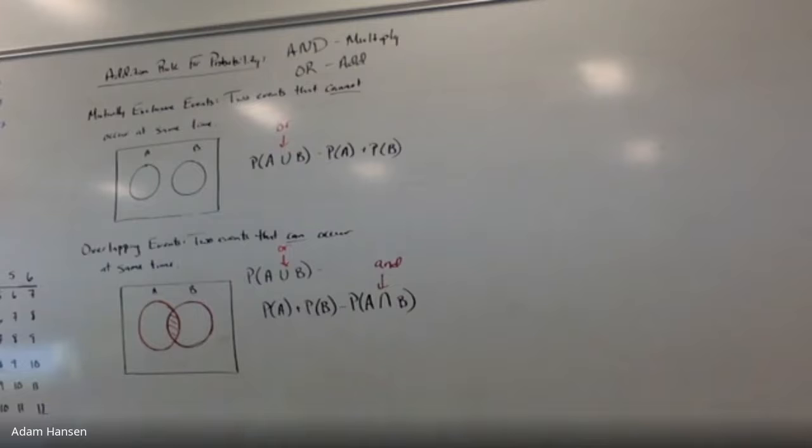We did an example with the mutually exclusive events of rolling a sum of 5 or a sum of 6. There's 9 different ways to do that. They can't happen at the same time. Let me give you a different scenario.